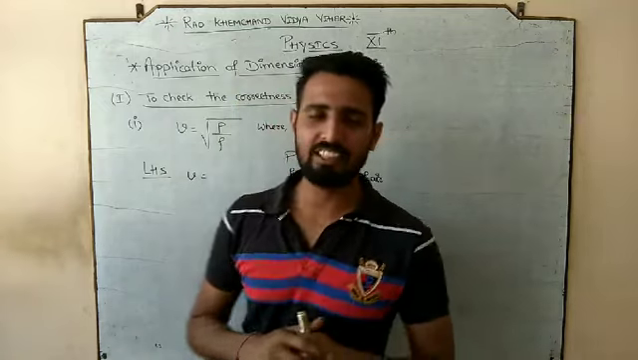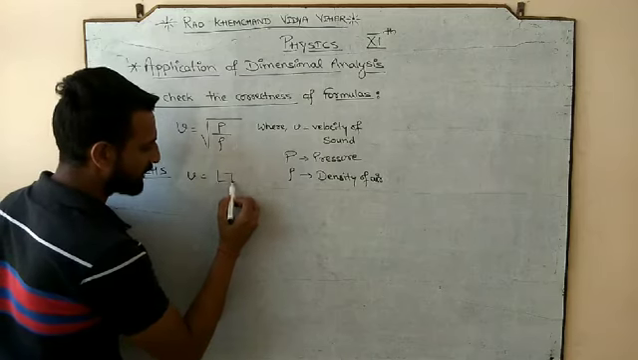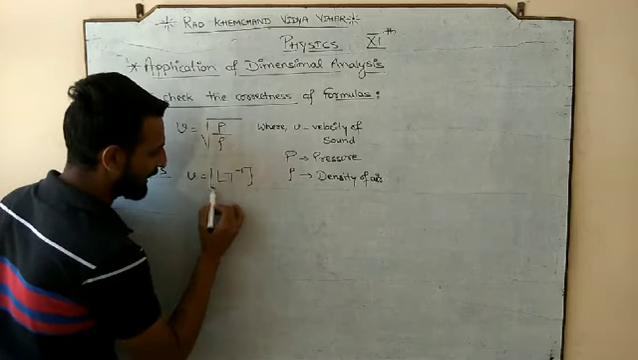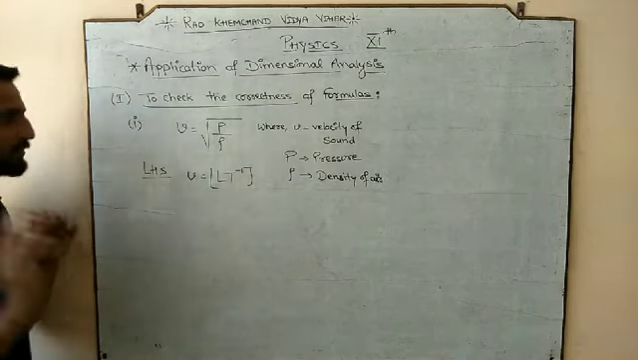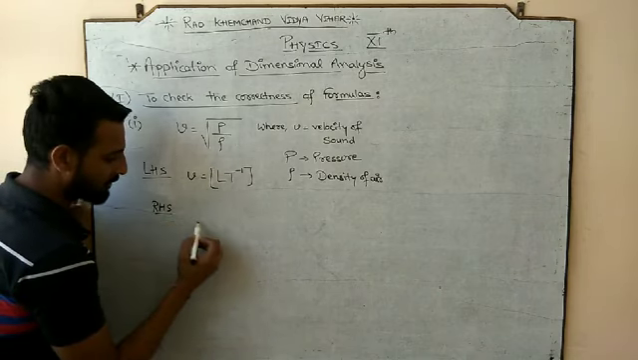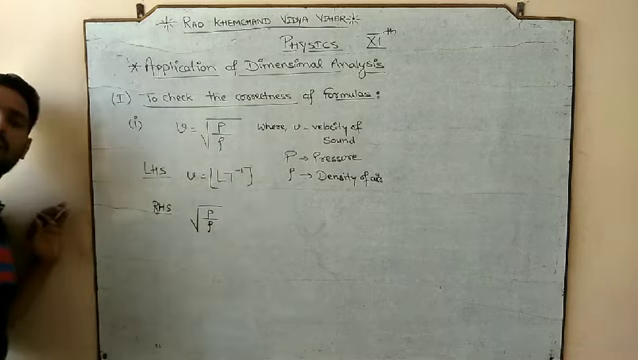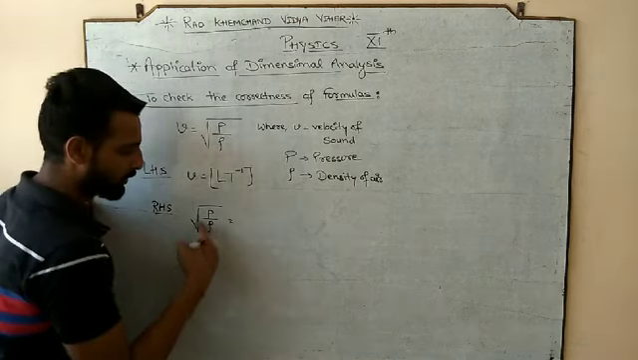So on the left hand side, what do we have? Velocity. And what is the dimension of velocity? It is LT minus 1, from the table. Now on the RHS, what do we have? We have pressure by rho. So we are going to work that out.